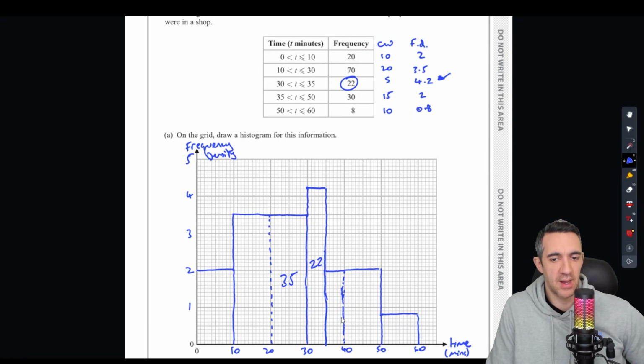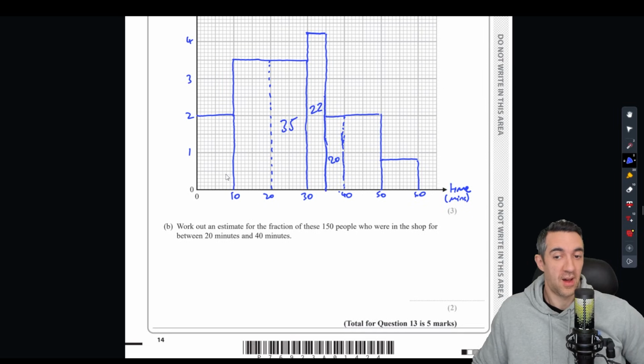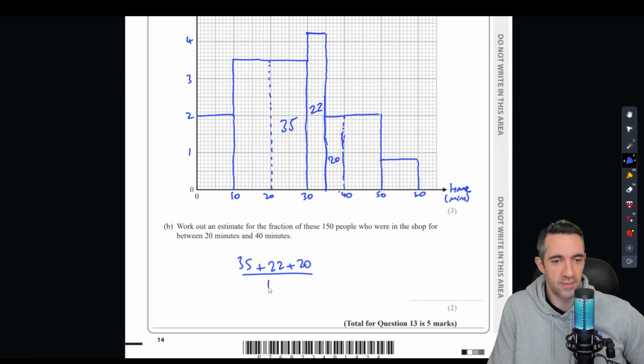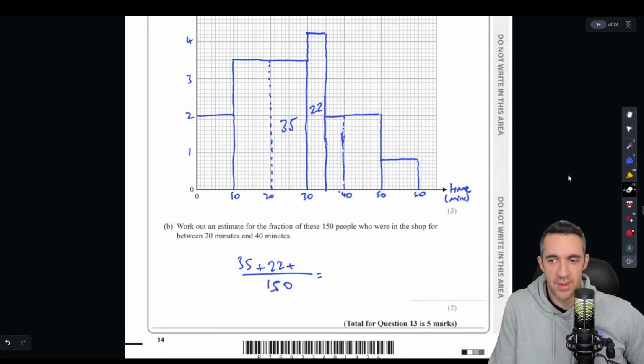But I am going to have to do an error here. Let's assume I misread my histogram and I did 10 times 2 and wrote 20. Let's go with that. I think that should be okay. So I've got between 20 and 40, I've got 35 plus 22 plus 20, all over 150. And then we're just going to add those up together. I mean, I could make an error in my adding, I suppose. Maybe that might be a better option actually. I think that might be safer, because otherwise they might penalise me here because it's not that difficult, the numbers.